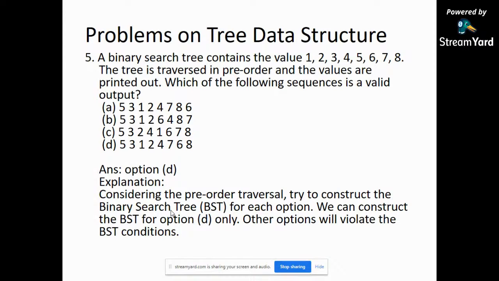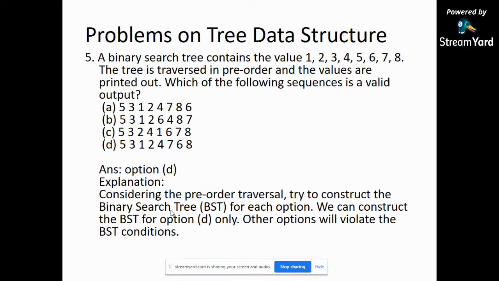A binary search tree contains the values 1, 2, 3, 4, 5, 6, 7, 8. This is in order. The tree is traversed in pre-order and the values are printed out. Which of the following sequences is a valid output? First of all, we have to draw the tree. Considering the pre-order traversal, we have to construct the binary search tree.